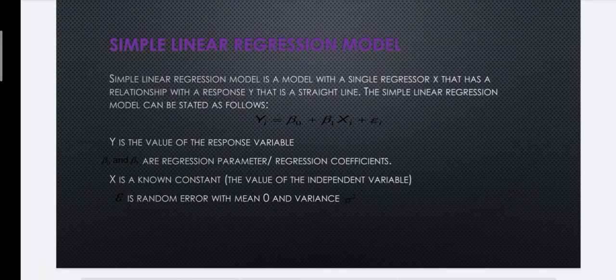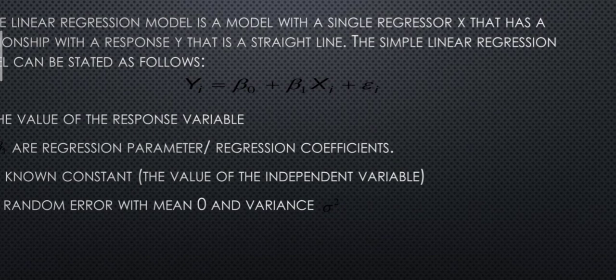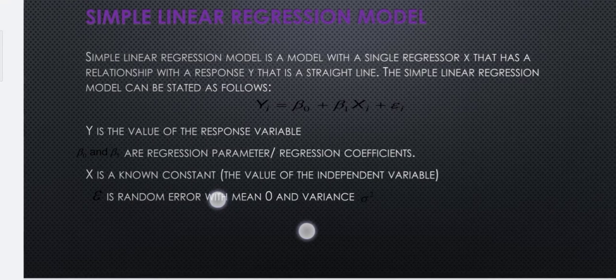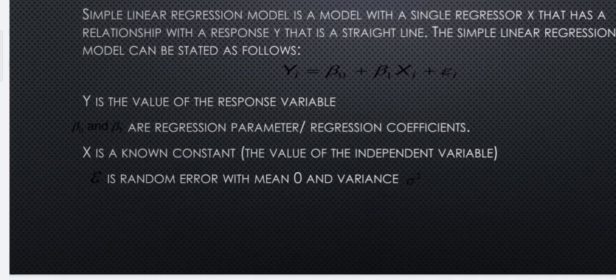Okay, so we go to the simple linear regression model. Kita masuk terus untuk simple linear regression model. So untuk simple linear regression model, it will involve the single regressor X that has a relationship with a response variable Y that is a straight line. Okay, so if X dengan Y dia punya relationship are linear, so in the scatter plot you akan dapat straight line. So the simple linear regression model can be stated as follows. So this is the regression equation of the simple linear regression. We have only one X. So it will be yi equal to beta naught plus beta 1 xi plus epsilon i. Epsilon ni adalah error term. Error term ni should fulfill all the assumptions tadi.